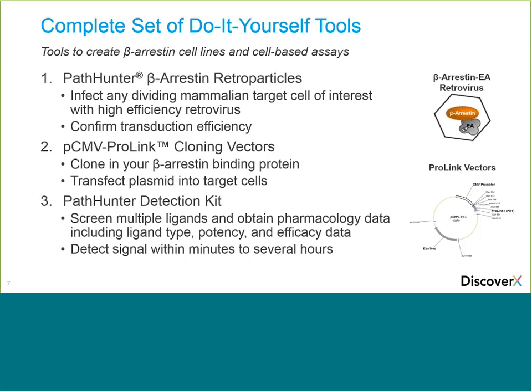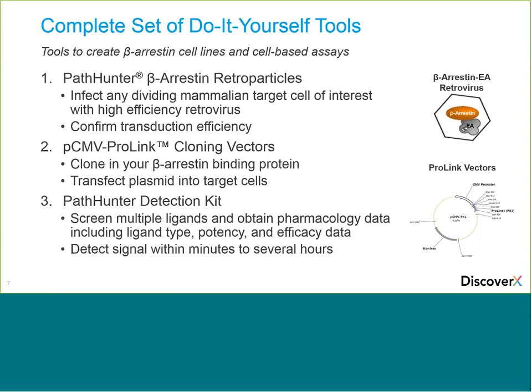All right, there are 3 basic steps you see here in the text, 1, 2, and 3, corresponding to the same numbers in the image. So the first step, you simply infect your target cells with the retroparticles, noting that your target parental cell line must be a dividing mammalian target cell line, like CHO-K1, HEK293, A549, et cetera. If you need a list, we can provide that for you.